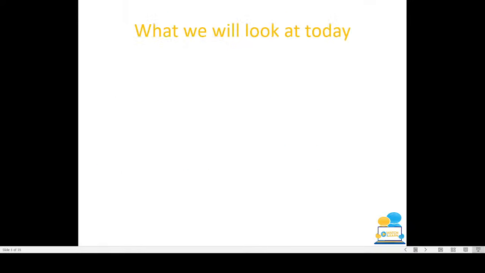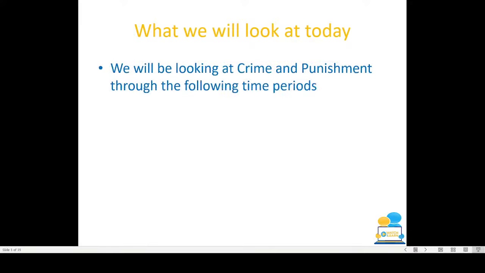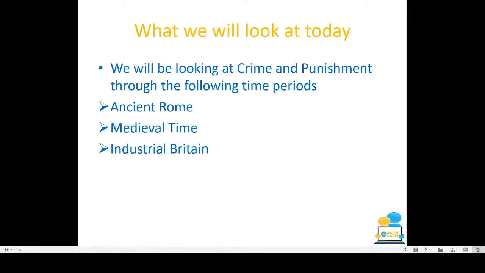So we'll continue on. This is what we will be looking at today. We'll be looking at crime and punishment through the following time periods. These are the time periods I've focused on. As I said as well, this could be different for you. Even if you're looking at crime and punishment, you might actually be looking at different time periods. So what we'll look at today is ancient Rome, medieval times, industrial Britain, and modern times. These are the 4 topics we are going to look at today.